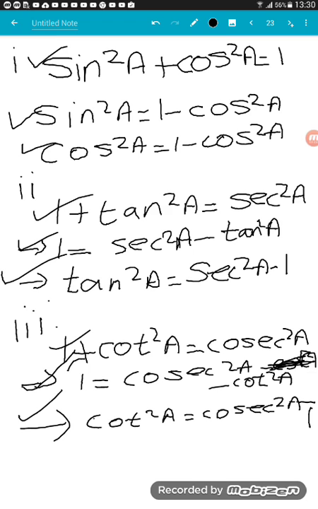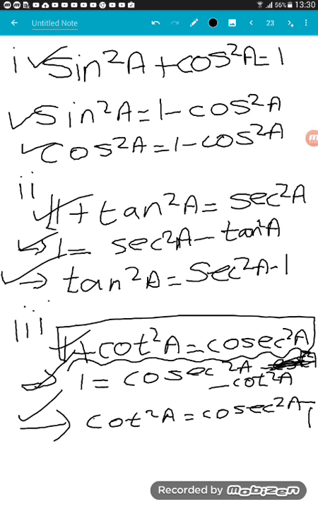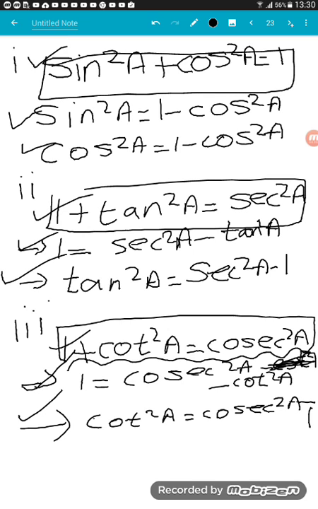So basically there are only three identities which you can split into these subdivisions. These are the identities, and you have to learn them by heart. It is on page number 190. Now we will move on to the examples.